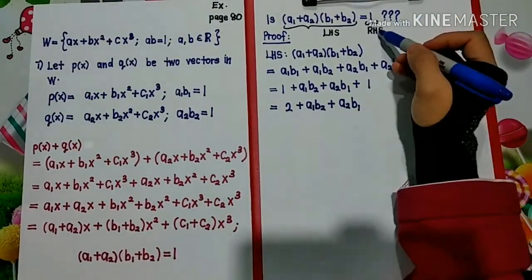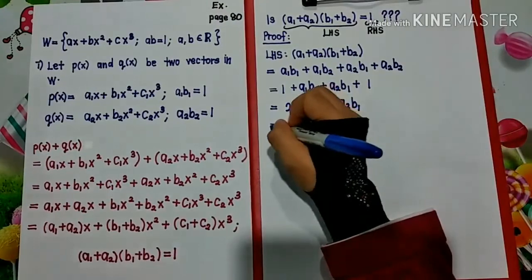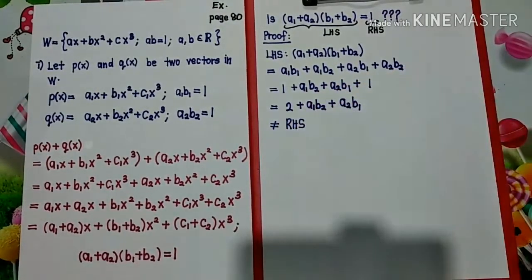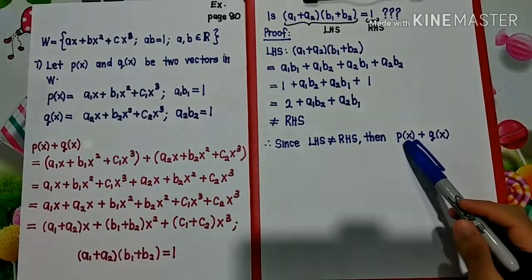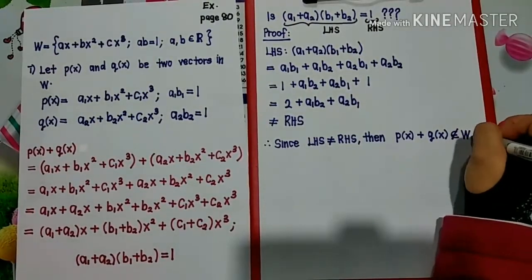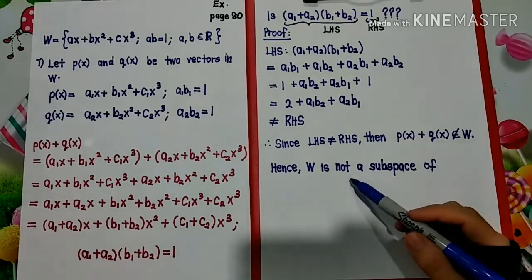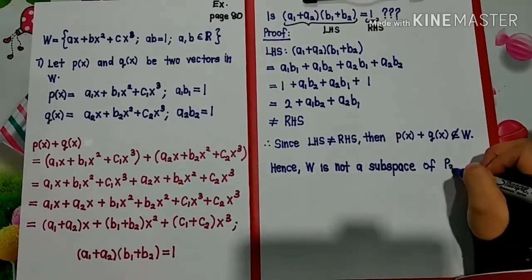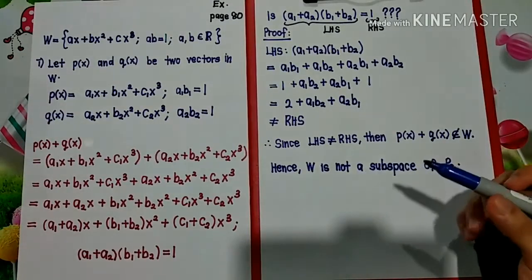Next, you check with the right hand side, which is equal to 1, but this one you get 2 plus A1B2 plus A2B1, meaning that it is not equal to the right hand side. Since the left hand side is not equal to the right hand side, we conclude that the first condition, Px plus Qx, is not in W. Since the first case is not satisfied, you can conclude that W is not a subspace of polynomials of degree 3 or less. This means you don't have to prove the second case or second condition. You can directly conclude W is not a subspace of P3.